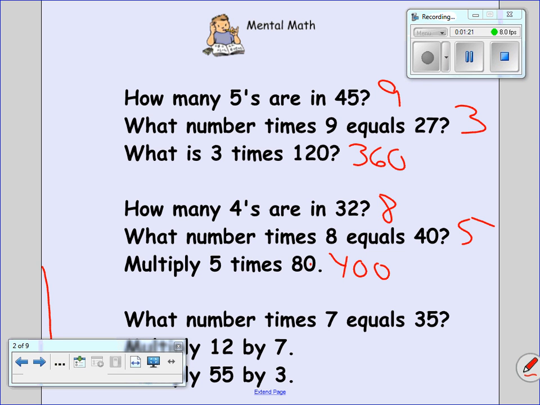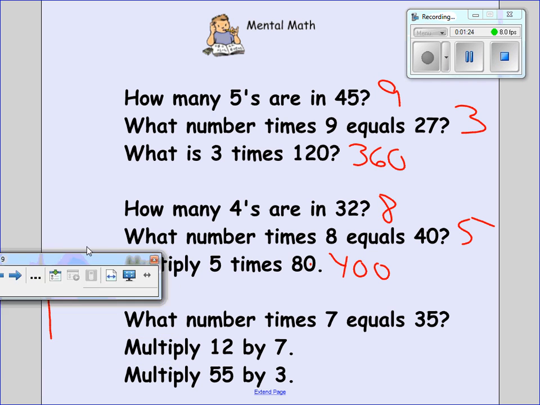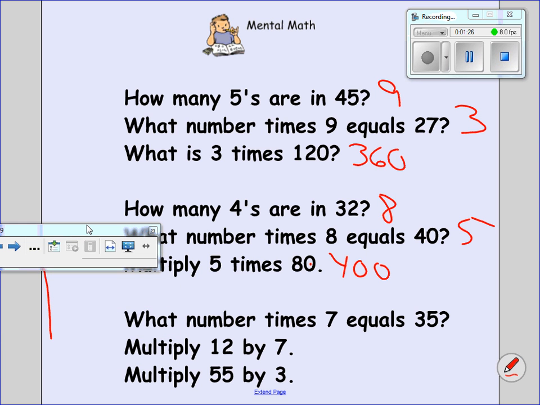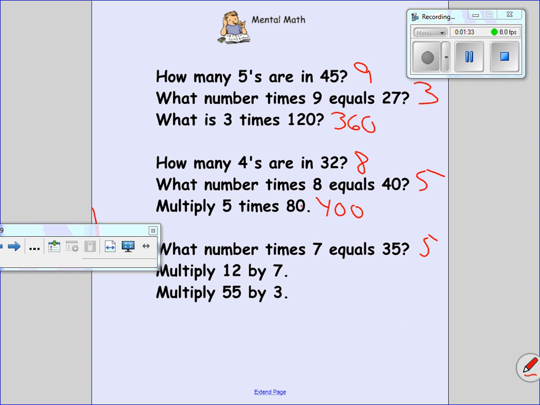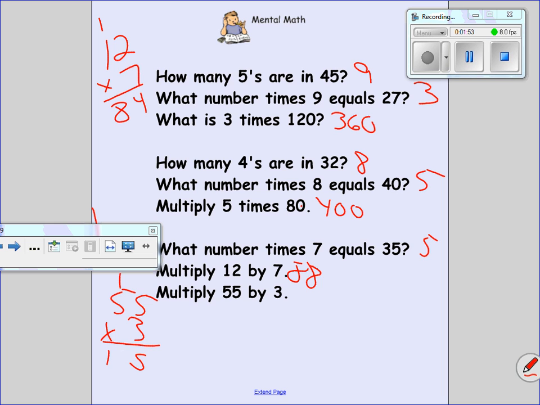Let's keep on looking here. What number times 7 equals 35? 5. Multiply 12 times 7. So then this is a simple long multiplication. 12 times 7. 14. 1, 7, 8. 84. 55 times 3. Down here. Times 3. 15. 3 times 5 is 15 plus 1 is 16. 165.